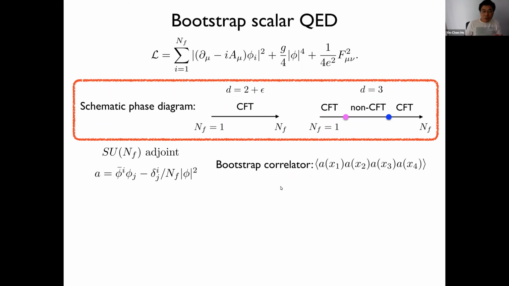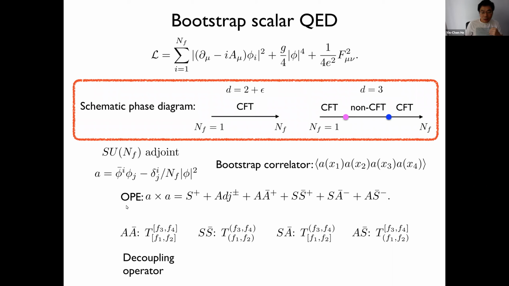Okay, so the bootstrap scheme we choose is to consider fermion bilinears in the SU(N) adjoint, and I will call this operator A. Then we consider its four-point correlation functions. An important thing to know is that the OPE of two SU(N) adjoints looks like this. That means we can numerically bound operators in these channels.